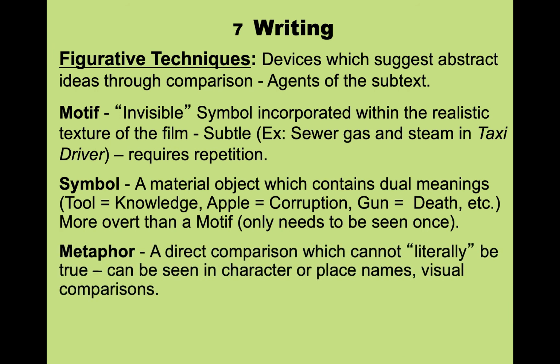And next we have a metaphor, which is a direct comparison which cannot literally be true. So it can be seen in character or place names, visual comparisons as well. Most of the time in films, you're going to find it in what people call each other. So you'll have characters who have certain names, and it's a comparison to something. The film we watch today will definitely have some examples of metaphors with character and place names.